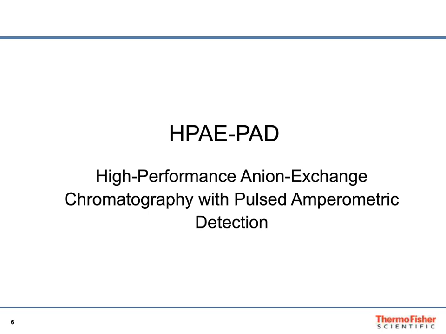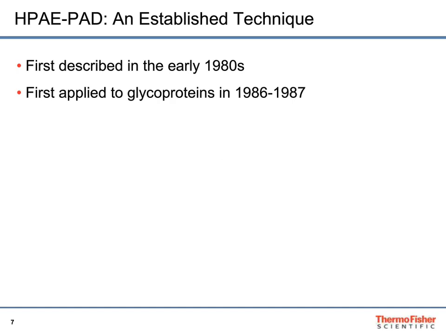Before I get started, I'll say that this is a well-established technique, as Tamlin mentioned in the intro. It was first described in the early 1980s, so about 30 years ago. A publication in 1983 showed how it could be used for carbohydrate analysis. But it really didn't catch on until it was first applied to glycoproteins in 1986 and 87. There were a couple of publications showing that it could be used specifically for oligosaccharide analysis from glycoproteins, and that sparked a lot of interest in the field.